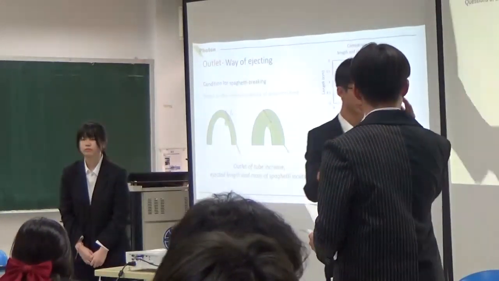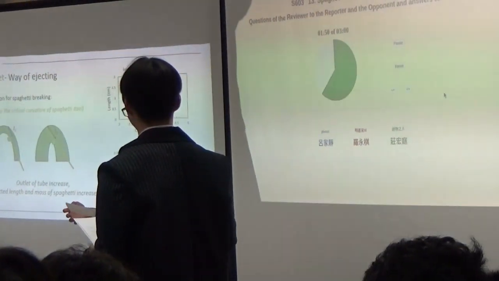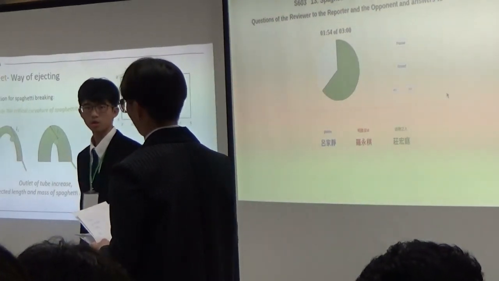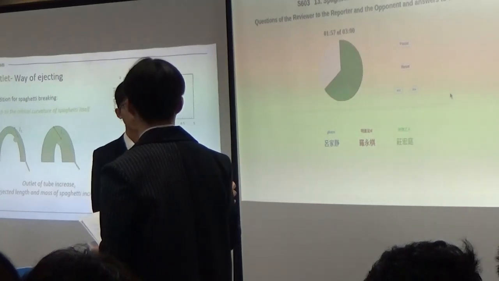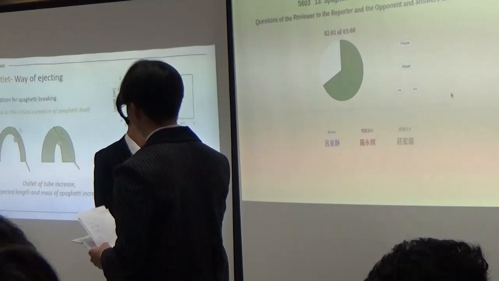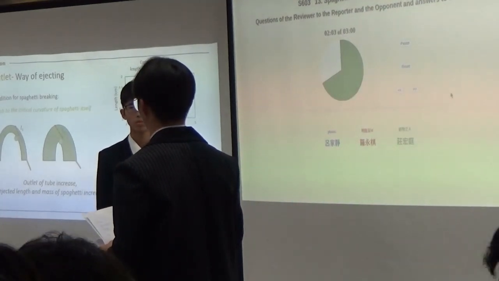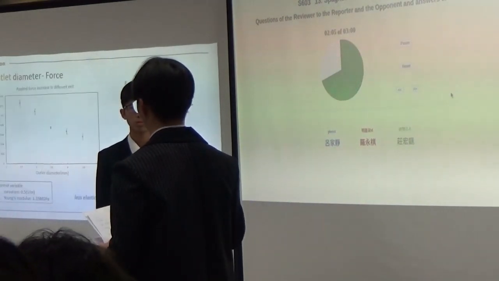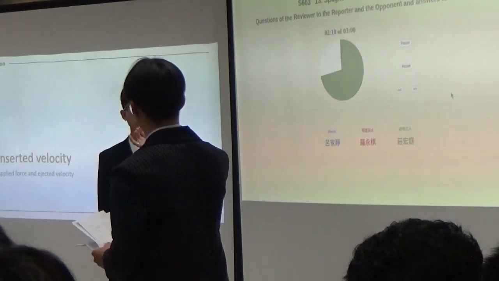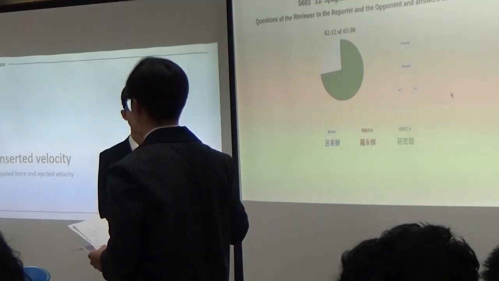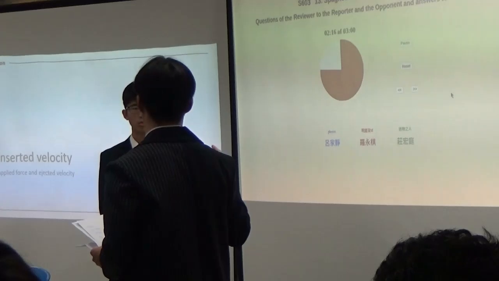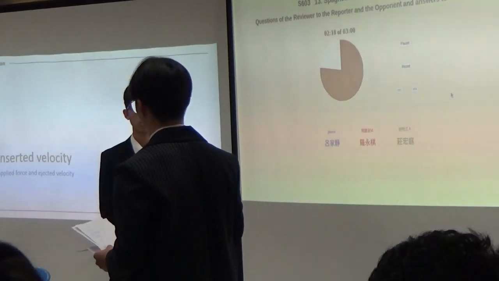What do you think about the diameters? How does it affect the spaghetti's velocity? I think with a bigger diameter of the tube, the total length of the ejecting spaghetti might be bigger, so the mass is bigger and it might have a smaller velocity. If they apply the same force, with the bigger mass, I think the velocity will decrease.